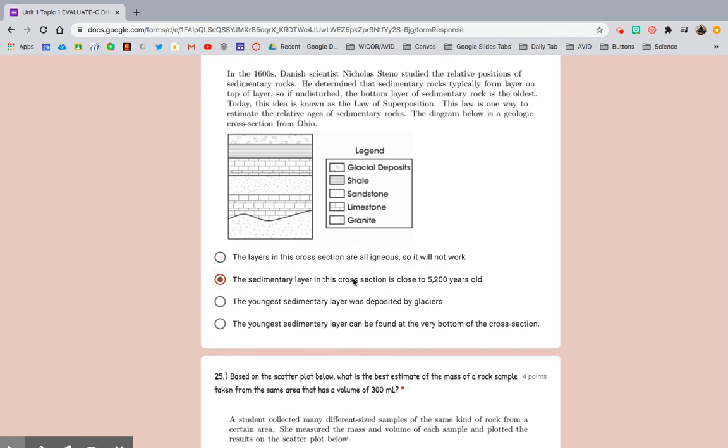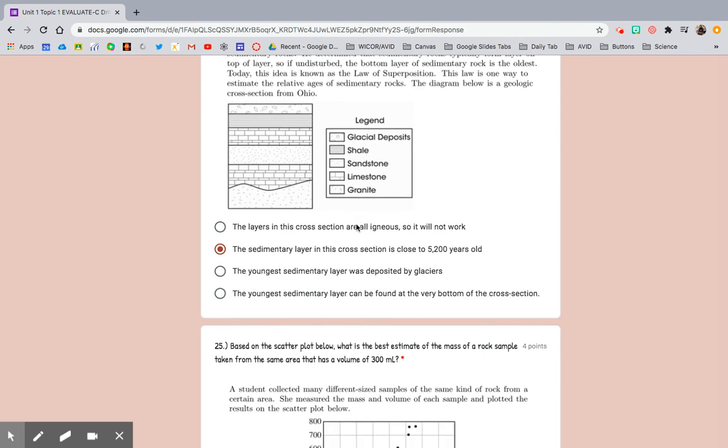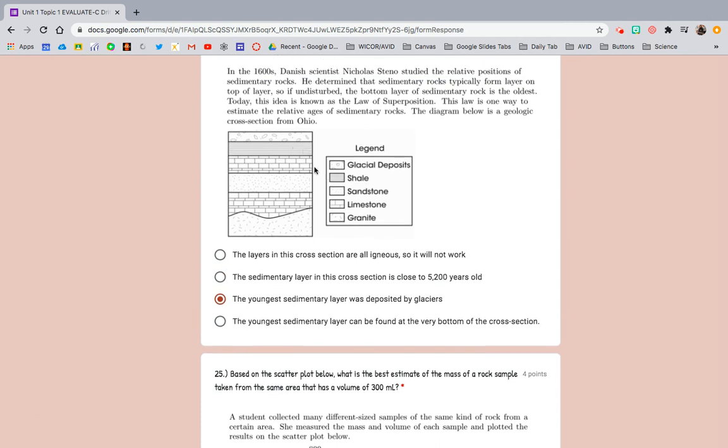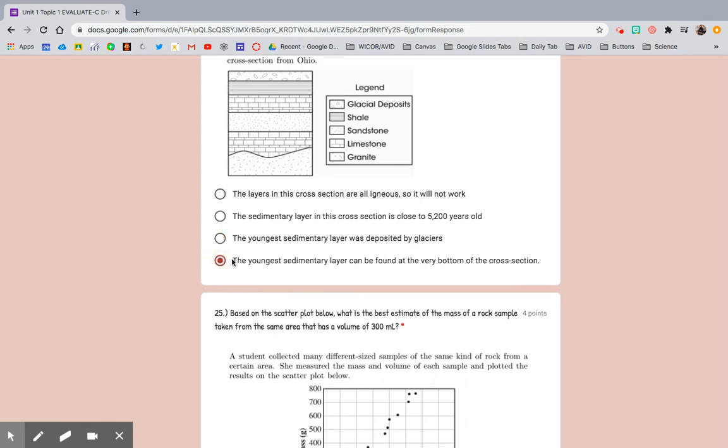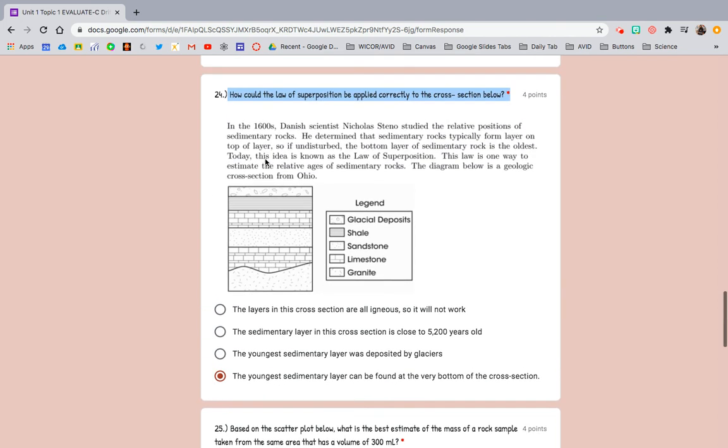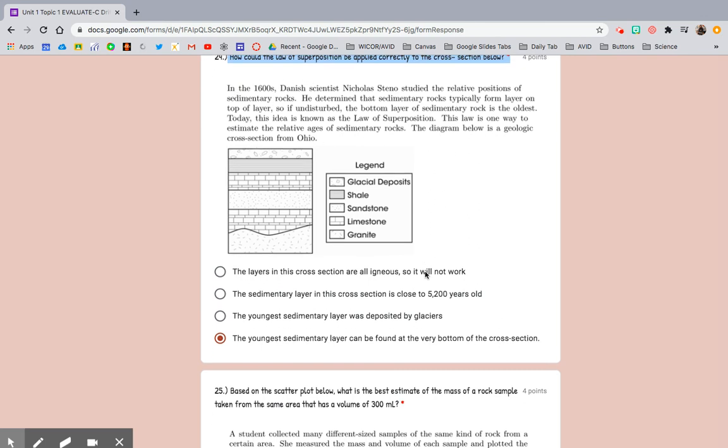B: The sedimentary layer in the cross-section is close to 5,200 years old. So the sedimentary layer, which one's the sedimentary layer? C: The youngest sedimentary layer was deposited by glaciers. So we need to look where glaciers is, which one of these is glaciers, and how do we know if it's on the top, is it newer, is it older, and kind of go about that way. Or D: The youngest sedimentary layer can be found at the very bottom. So I need to see what this one is, and they're saying that the youngest is found at the bottom. And y'all, my biggest hint is to reread this little paragraph about Nicolaus Steno.